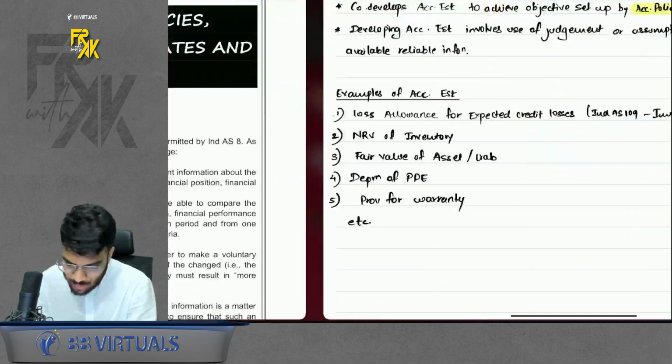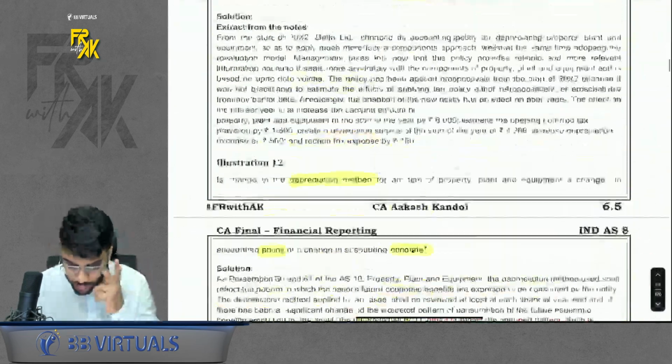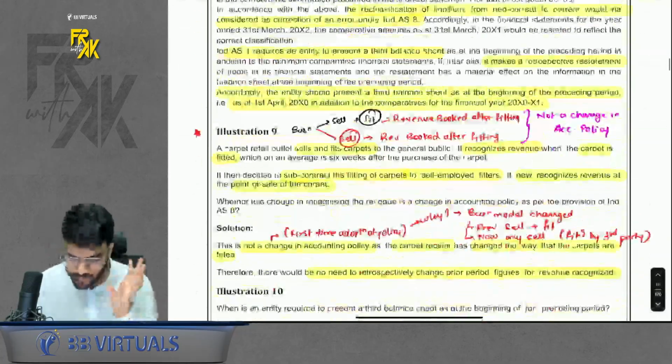So this was the conceptual discussion of Ind AS 8. Of course, there are many questions which are very straightforward. So my focus will be more on those questions which are crucial from your exam point of view.